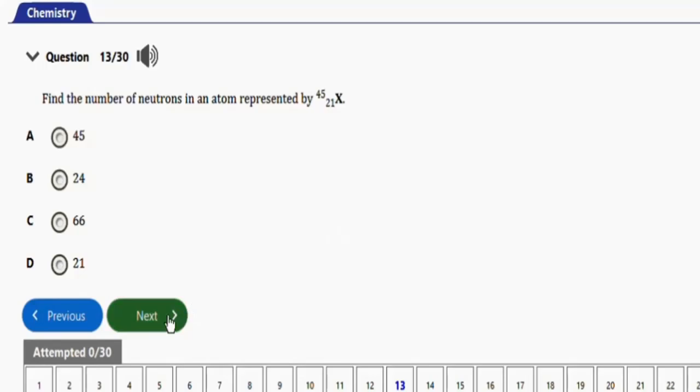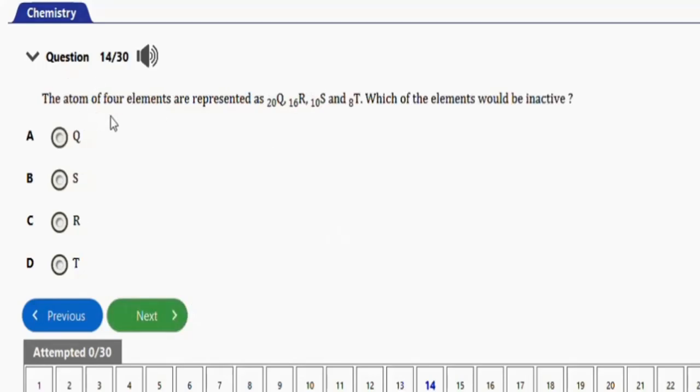Okay, so the next question will be this one. It says the atoms of 4 elements are represented as this. Which of the elements would be inactive? The one that will be inactive would be the noble gas here, which is this X. It has an atomic number of 10. So it's a neon atom, and noble gases are inactive. So the right option here is option B. The reason noble gases are inactive is that they already have stability, so they are not contending for stability again.